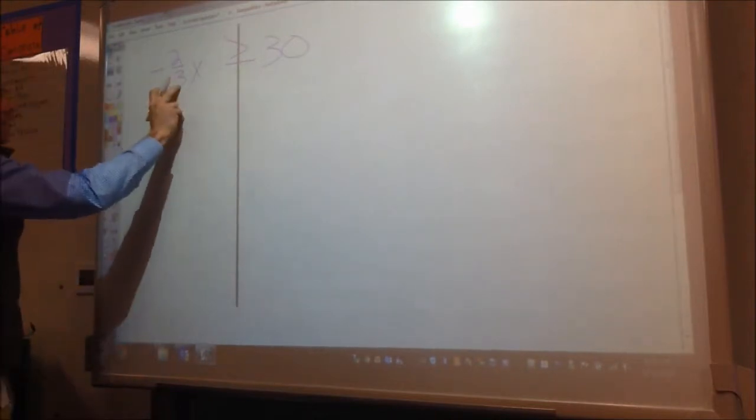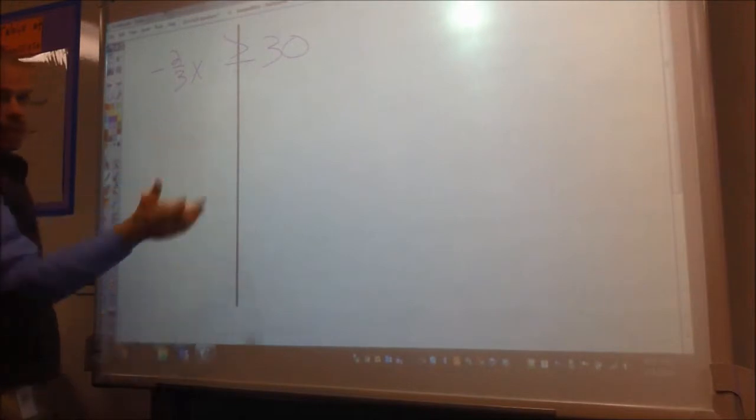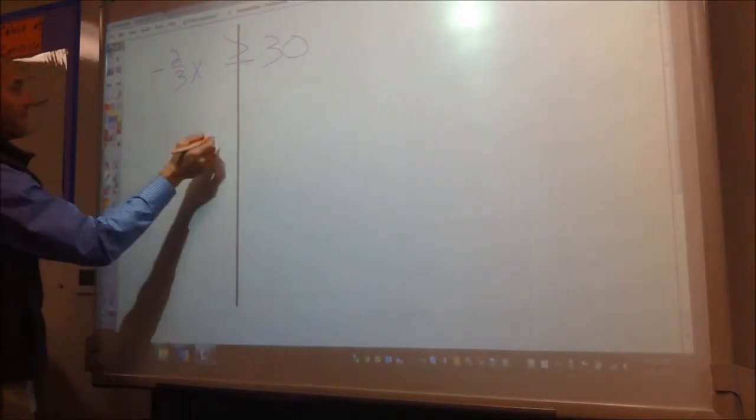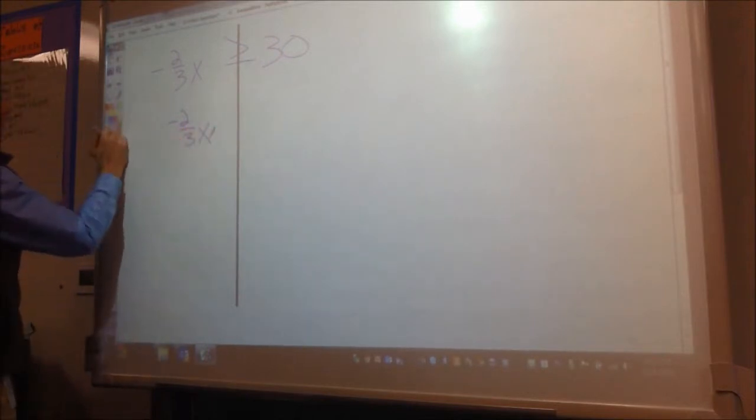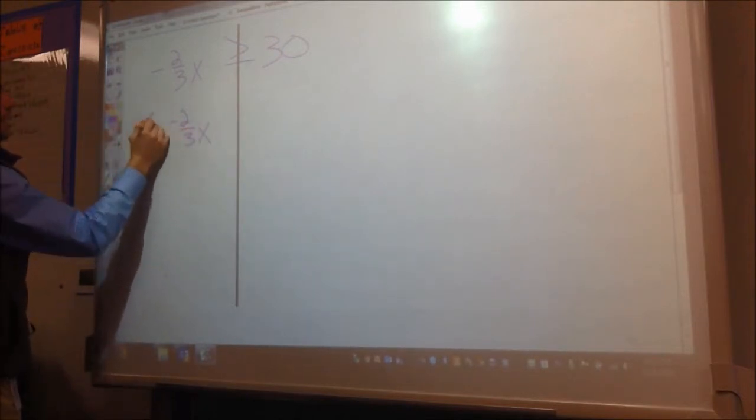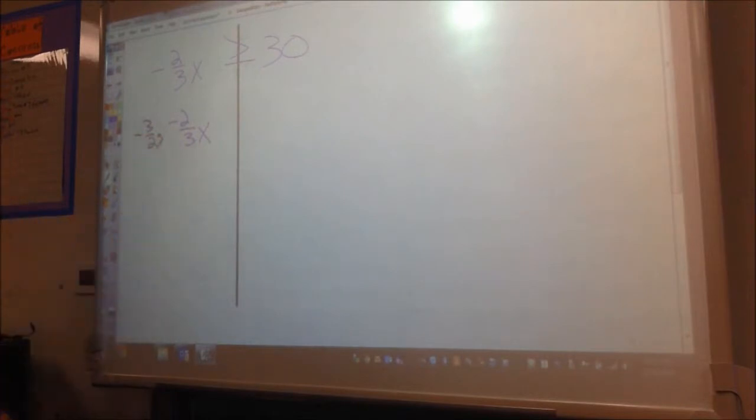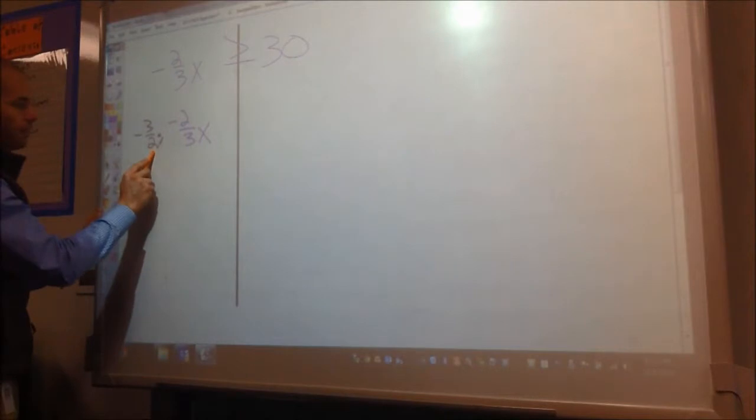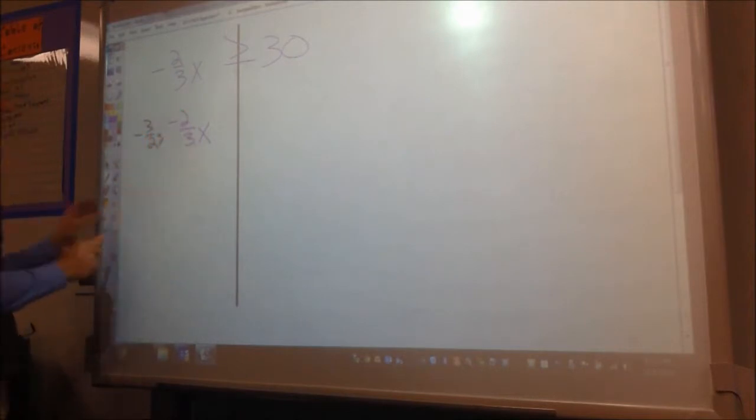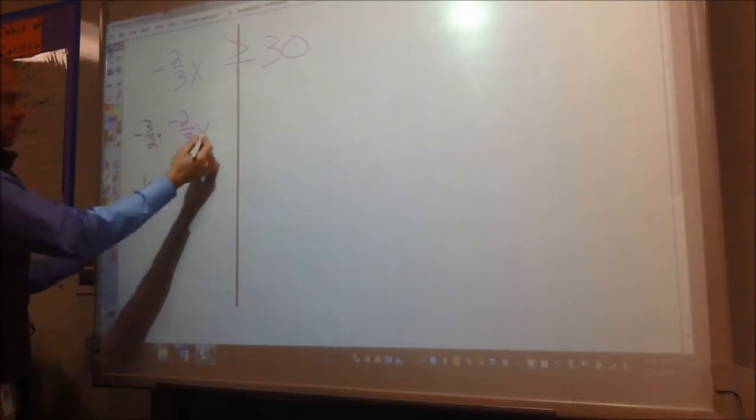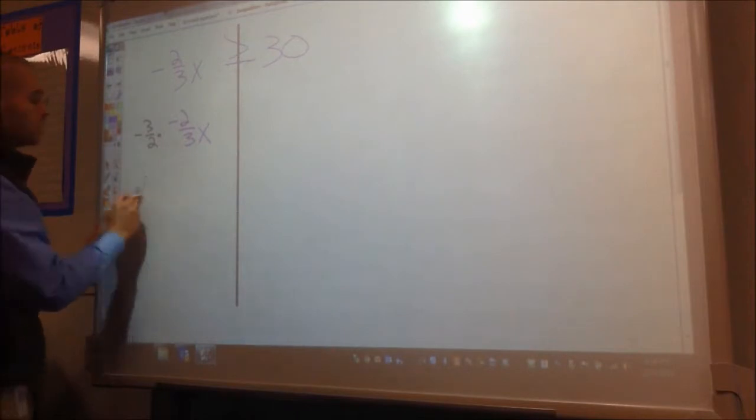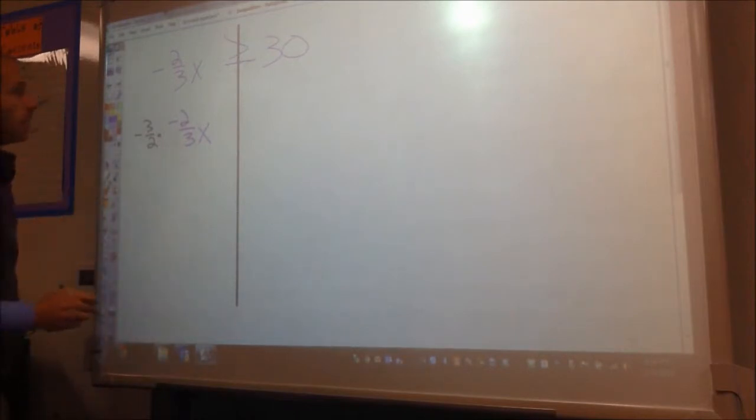Right now I've got to get rid of this negative 2/3, so I'm going to multiply by its reciprocal, which is negative 3/2. So I'm going to write the original problem down. I'm going to multiply this side by negative 3/2. All of this will cancel each other out because negative 3/2 times negative 2/3, if I don't cross reduce, is 6/6, which equals 1, and I have that in front of the x, and that's what I'm looking to do, is to get rid of it.